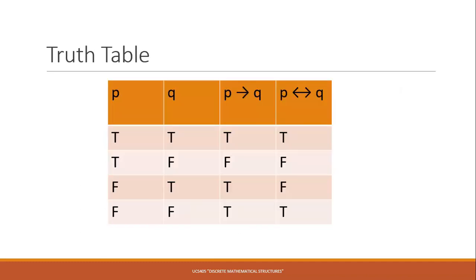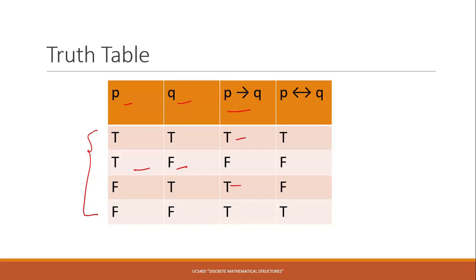Now talking about the truth value of conditional and biconditional statements. Let us suppose we have two propositions P and Q. So a total of 4 possible combinations are there. Both are true. P is true, Q is false. P is false, Q is true, and both are false. First, P implies Q. We have discussed that P implies Q will be false when P is true and Q is false. Otherwise, it will be true.